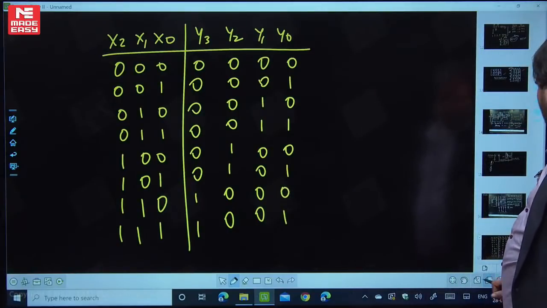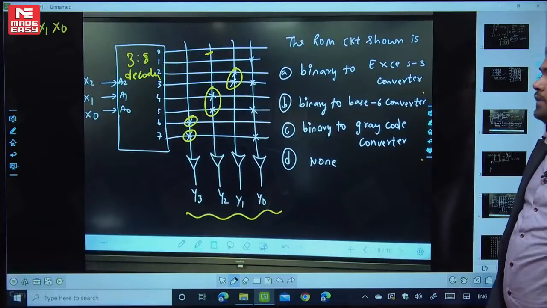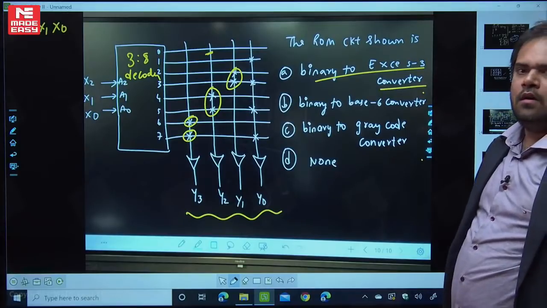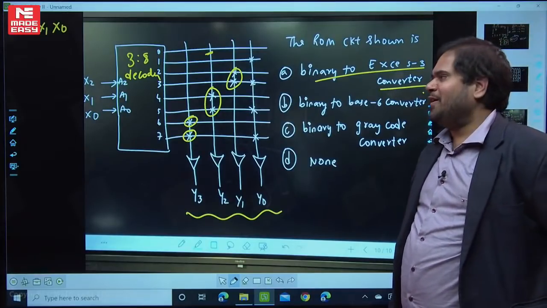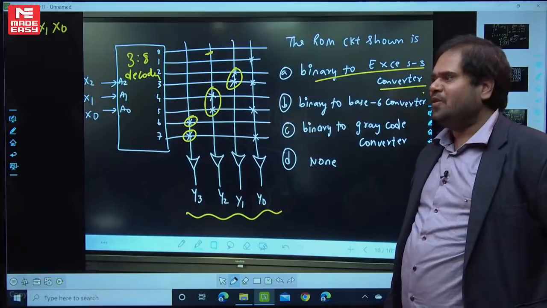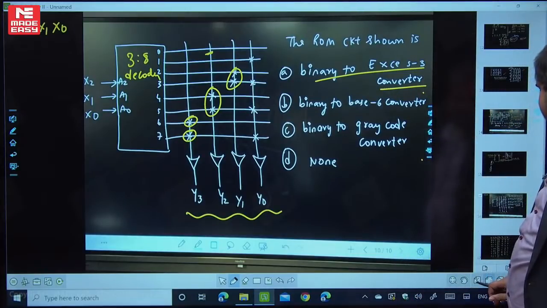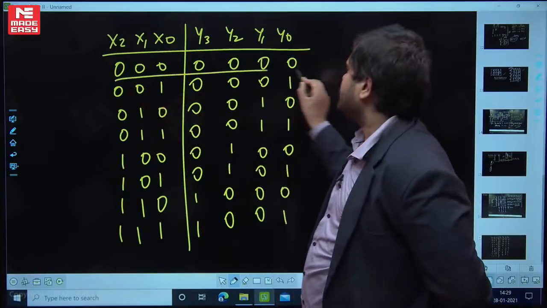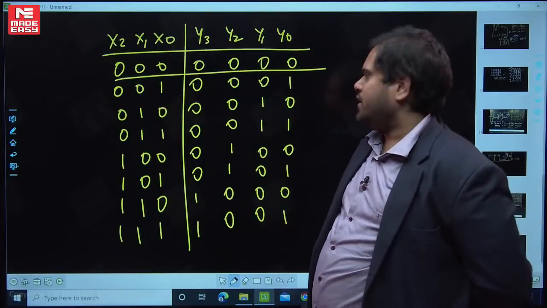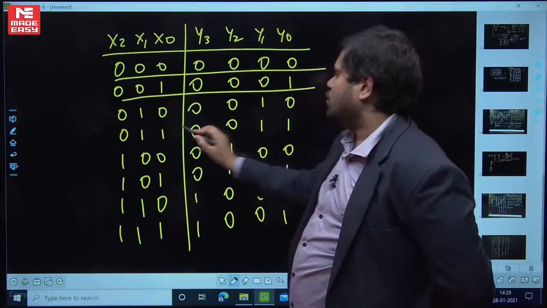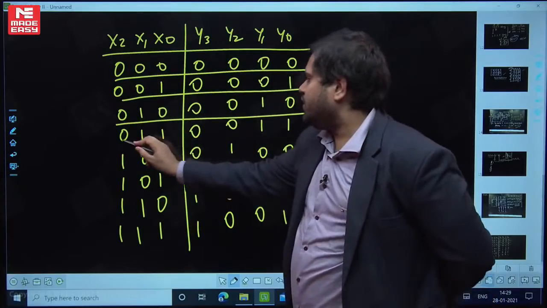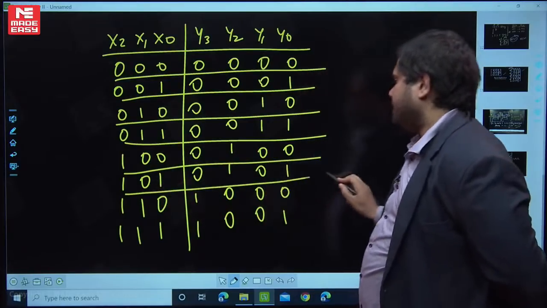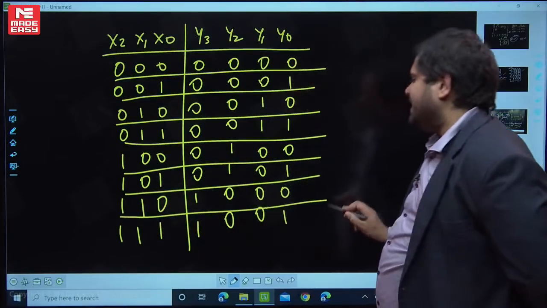Over. Now what is he asking please, he's asking what does it do, does it convert binary to XS3? Binary to XS3 not possible, understood. The reason being, you can just check, XS3 means 3 should get added. Is 3 getting added? You see here 0 के लिए 0 आ रहा है, no chance. 1 के लिए 1 आ रहा है. 2 के लिए 2 आ रहा है. For 3 you are getting 3. For 4 you are getting 4, for 5 you are getting 5. But for 6 you are getting 8.